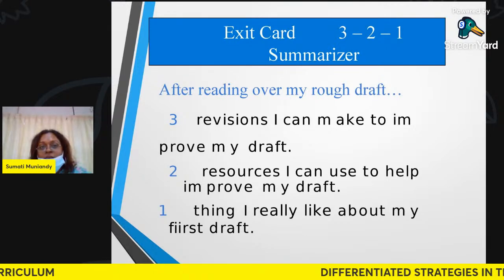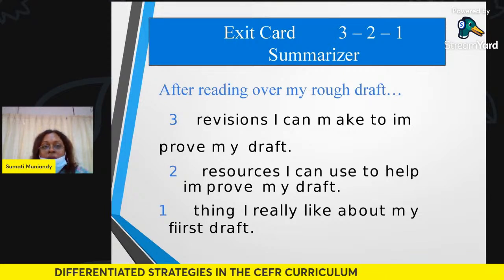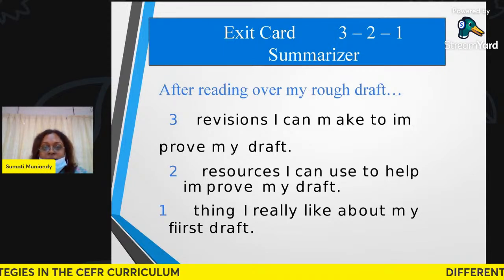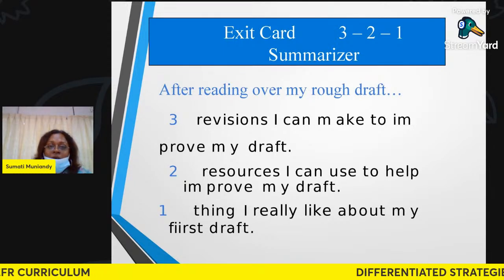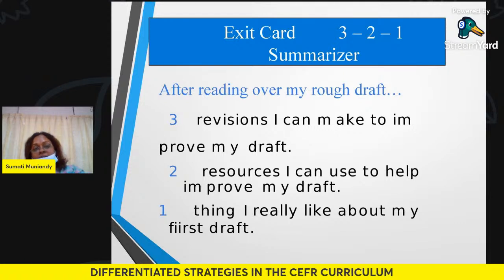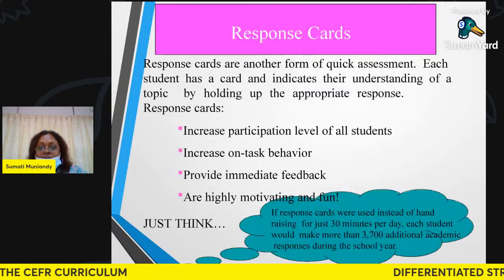So this is the exit card. After maybe you ask them to write something or read something, maybe you can ask them these questions based on the exit card, and then they answer. Okay, according to the student's level. All right. Some students may answer this. The high achievers, maybe they can answer number three. So these are the type of questions that you can ask.